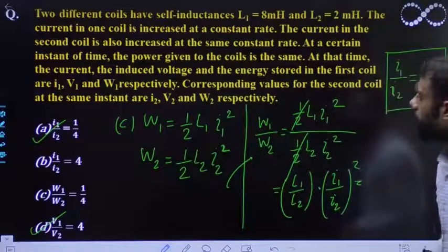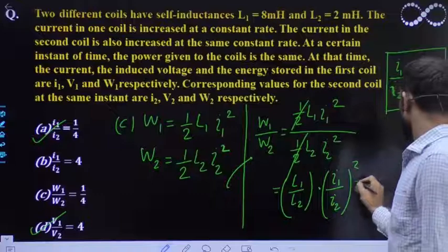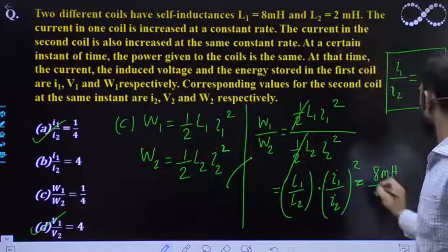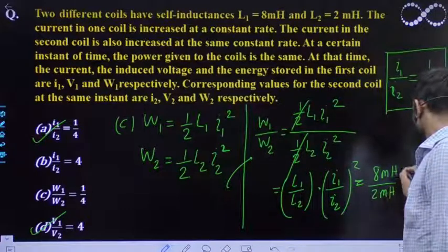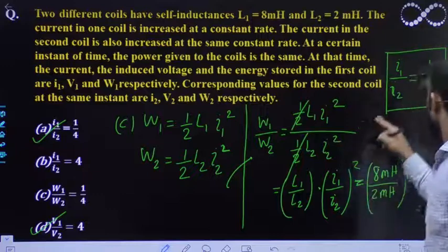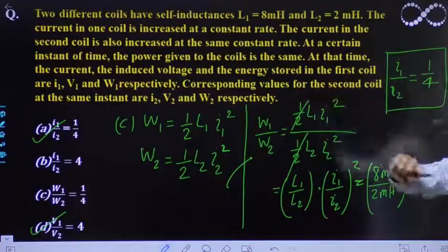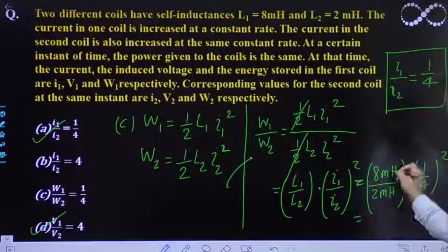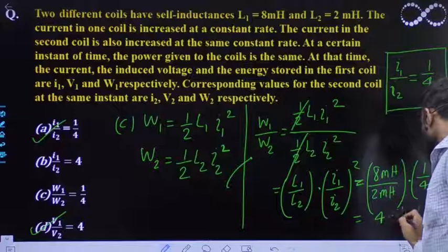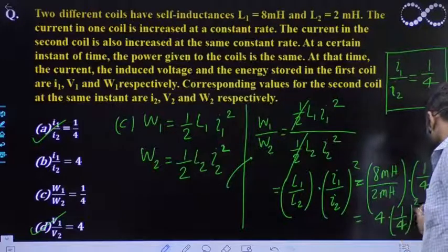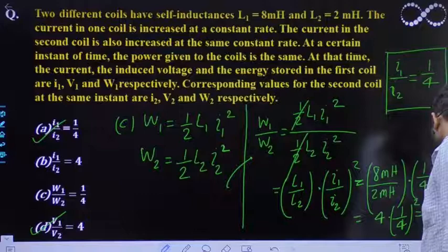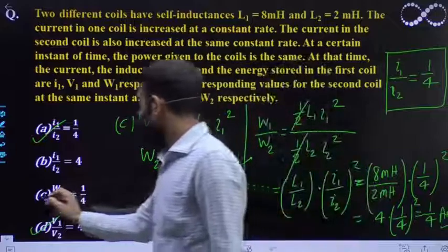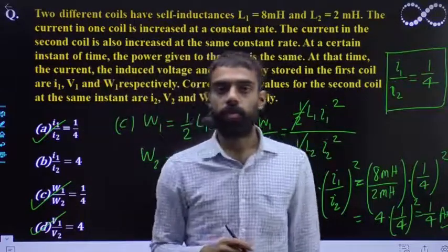So L1 upon L2 is how much? L1 is 8 mH upon L2 is 2 mH, into I1 upon I2, which is 1 upon 4 from the previous slide, square. So this will become 4 into 1 upon 4 square. So we'll get 1 upon 4. So let us see which option is coming. W1 upon W2 is also 1 upon 4. So option C is also correct. Okay students, I hope you understood this question.